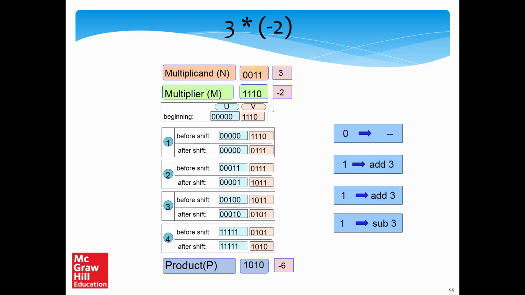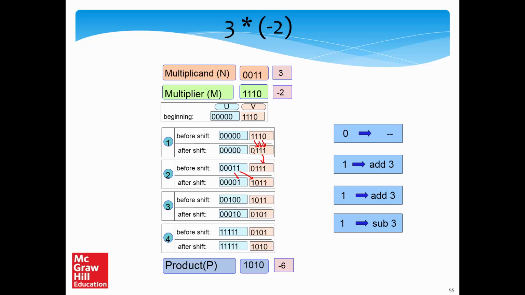Then we start. The first thing that we do is take a look at the LSB of V. So LSB of V is 0, so we don't do anything. Before the shift, we'll have U as all zeros and V as 1 1 1 0, and then we shift. Each of these bits get shifted one step to the right. Subsequently, we find the LSB of V to be 1. So we add 3 to U. So we have 0 1 1 over here, and we have the existing multiplier over here. We do one right shift, so all the bits move one step to the right, and then they remain there.